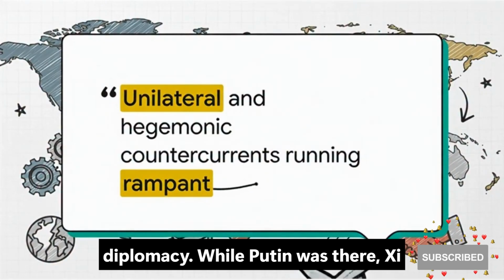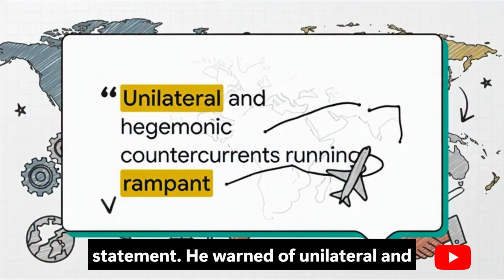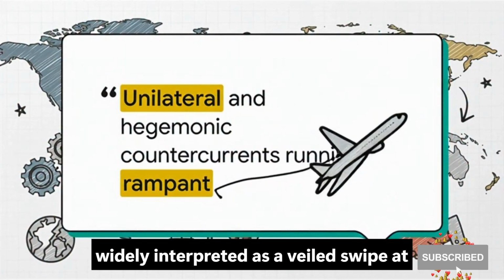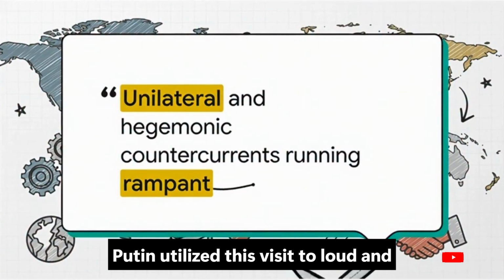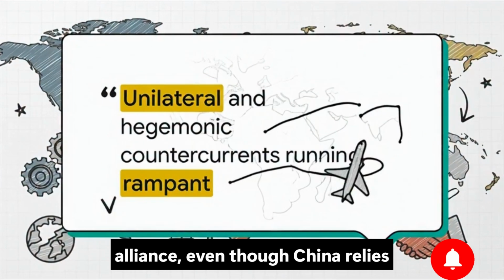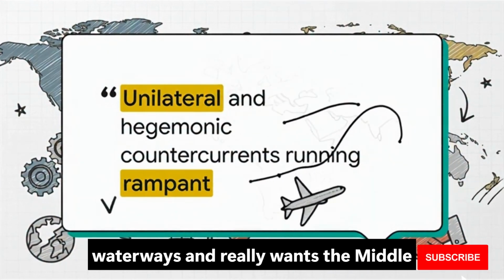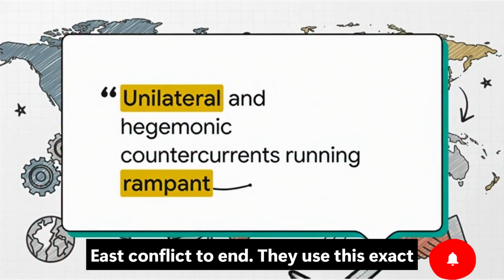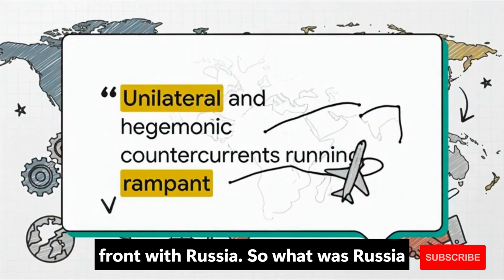While Putin was there, Xi Jinping made this very pointed statement. He warned of unilateral and hegemonic countercurrents, which was widely interpreted as a veiled swipe at the United States. Basically, Xi and Putin utilized this visit to loudly and proudly showcase their unyielding alliance. Even though China relies heavily on the freedom of the world's waterways and really wants the Middle East conflict to end, they use this exact moment to present a united, resilient front with Russia.